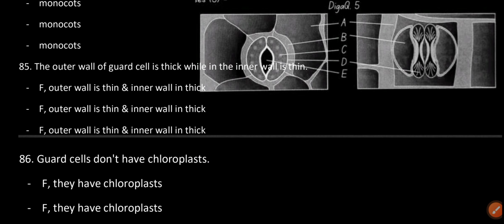The outer wall of the guard cell is thick while the inner wall is thin. False. Outer wall is thin and inner wall is thick.